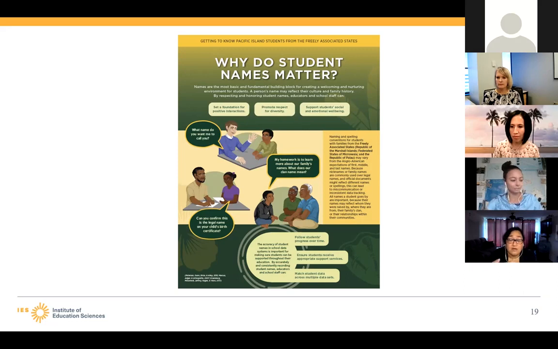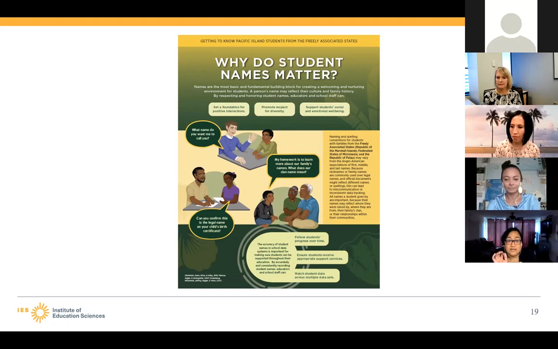Now, you may or may not have some experience in working with FAS communities. Names can be so important. They can carry a student's background, their genealogy. There's so many different reasons, and we wanted to make sure that this infographic provided a lot of information about this topic to teachers and educators.